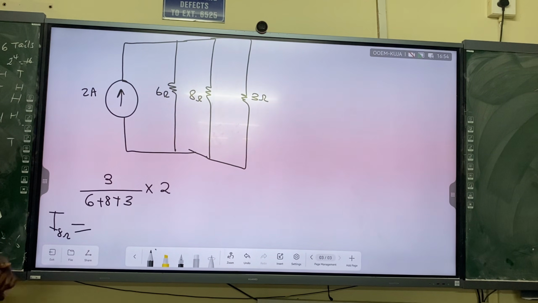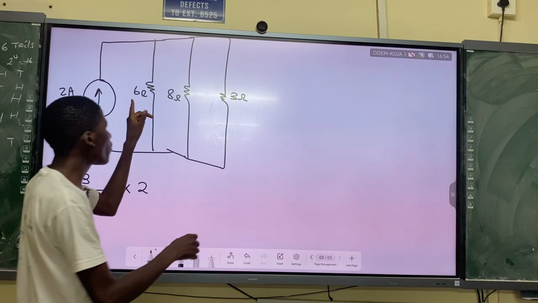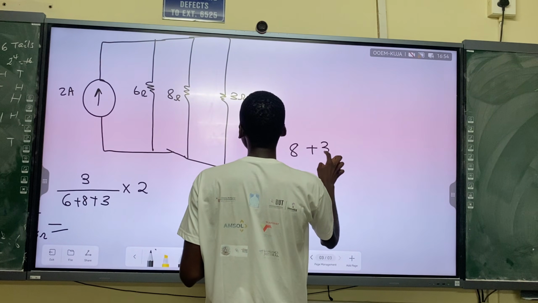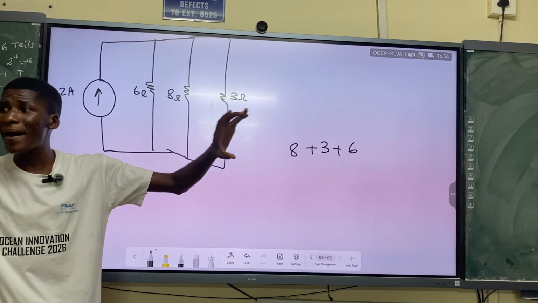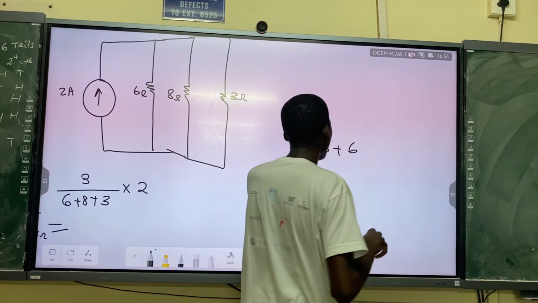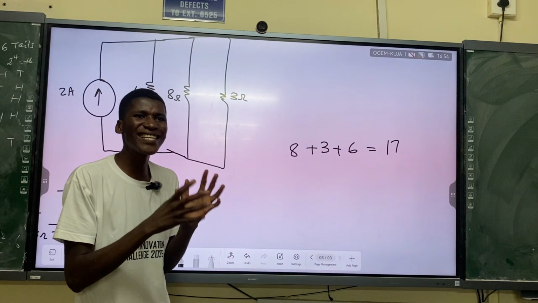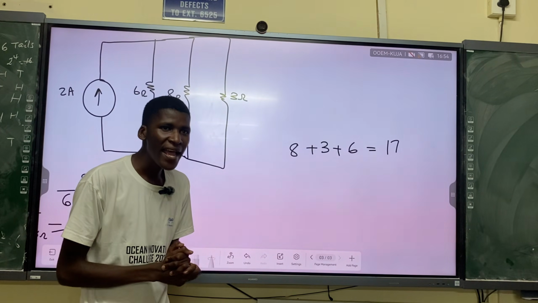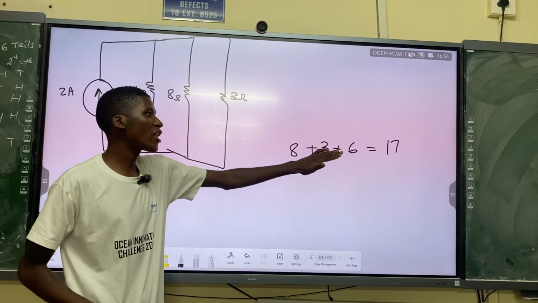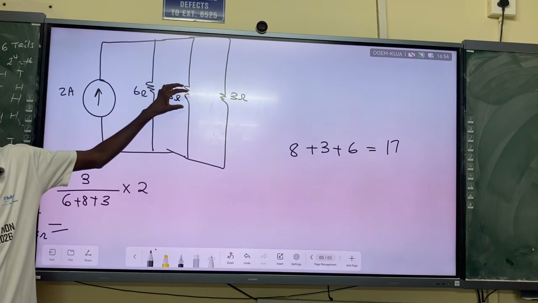In the ratio, you just add the total of our resistances. So we add the 8, we add the 3, we add the 6. You add the total of our resistances that are in parallel. 8 plus 6 plus 3 is going to give you what? 17. So your total net resistance for your ratio is going to be 17. This 17 you can divide into three. We can have this one, we can have this one, and this one.